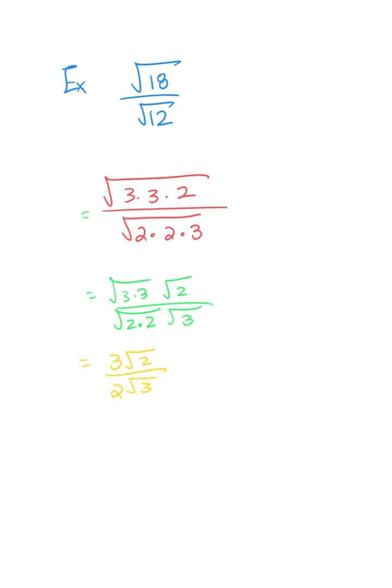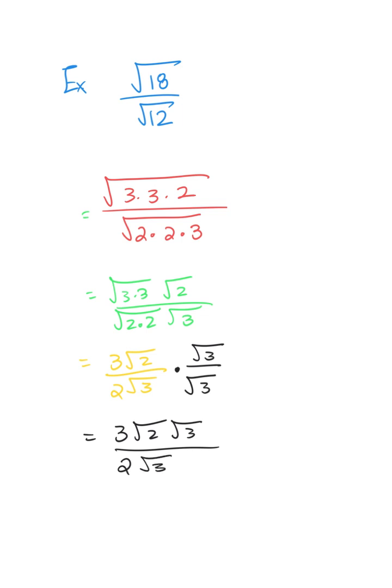Okay, so here's the deal. We cannot have a radical in the denominator. To get rid of the radical in the denominator, I'm going to multiply the top and the bottom by whatever that radical is, because the whole point is to make things go away. So now I have 3 square root of 2 times square root of 3, and I have 2 square root of 3 times square root of 3. Multiplying what's inside, that gives me 3 square root of 6 over 2, and the square root of 3 times 3 we've talked about.